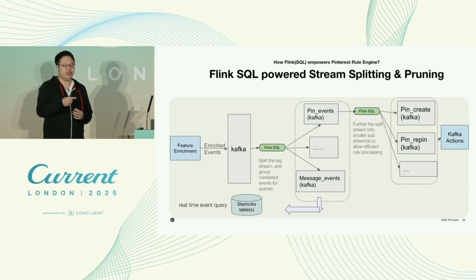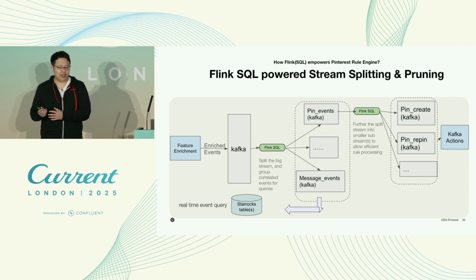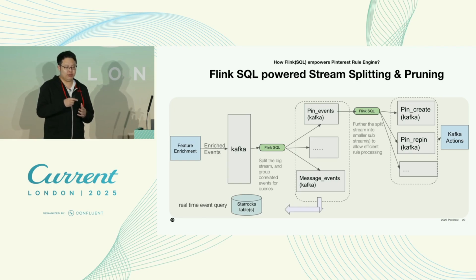For example, we have a topic for user-related events. We have another topic for pin-related events, and so on. Before, everything went into one big topic; now we have smaller topics. And these smaller topics are indexed into StarRocks to support fast analytics. We also have a second layer of Flink SQL jobs. Basically, they read, for example, the pin event topic and split the data by event types.